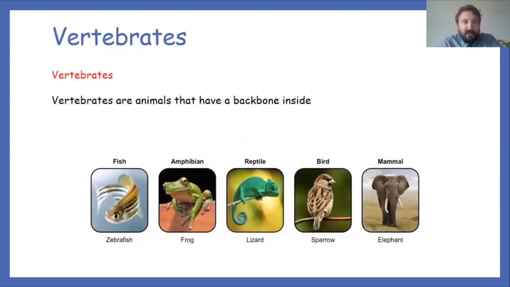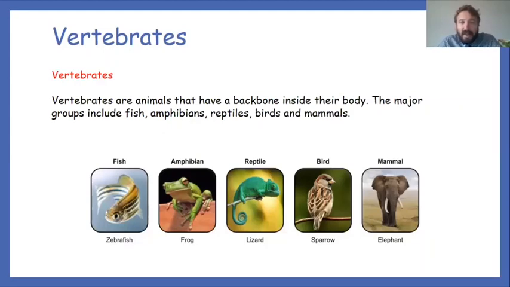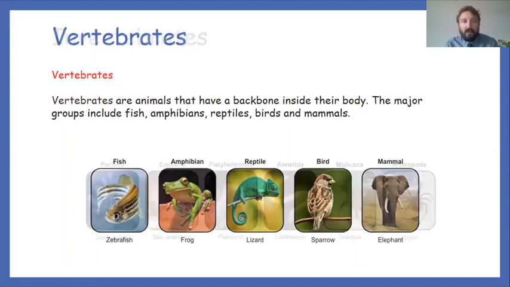So vertebrates, as I've already mentioned, are animals that have a backbone inside their body. Within the vertebrate groups, the main groups include fish, as we see there, zebrafish, amphibians such as frogs, reptiles, there's a chameleon sat there, or we looked at the iguana earlier, birds, there's your common sparrow, and mammals, which is an elephant, your lion, your dog that we've already discussed, and humans. All of those animals can be classified together because they all have a backbone. The meaning of vertebrates is that the animal has a backbone inside of their body.